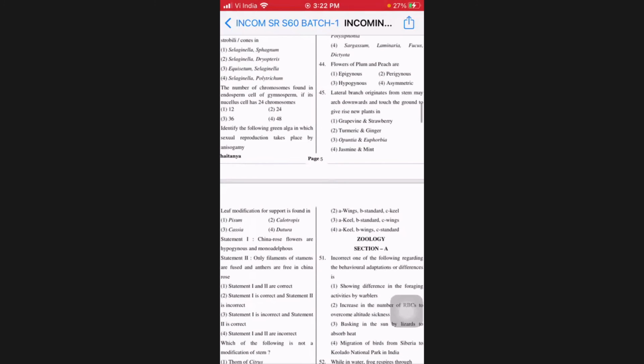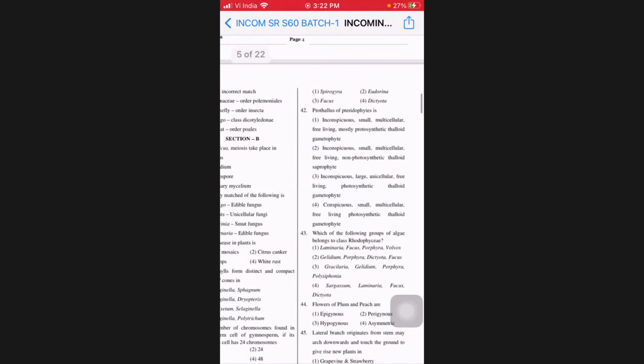41. Identify the green alga in which sexual reproduction takes place by anisogamy. Remember, Nana, the only green alga example given for us in the textbook, Eudorina. So 41 should be Eudorina. Yeah, second option. In fact, the spelling he has given is wrong, beta. It is Eudorina in the textbook. It's okay, no problem.